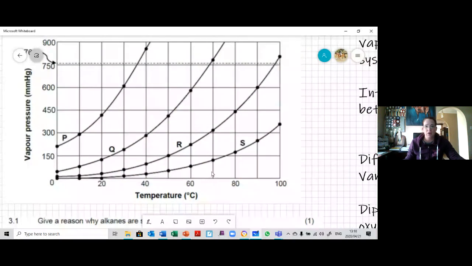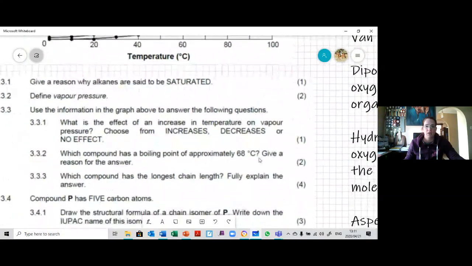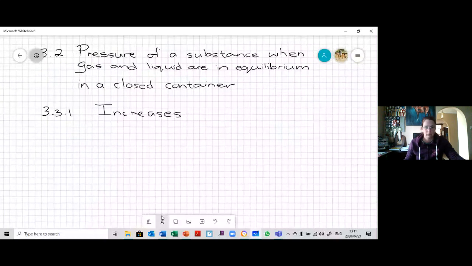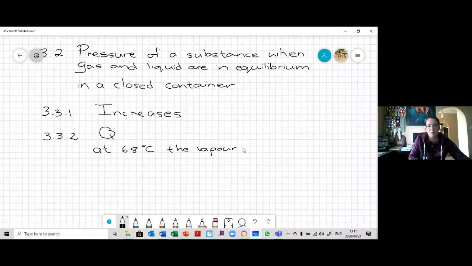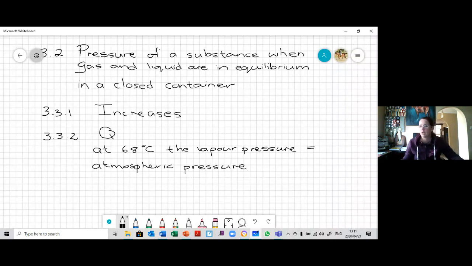They want to know 68, so it's roughly about there. I go find atmospheric pressure, and I see that Q crosses atmospheric pressure when we are at about 68 degrees. So we are going to say Q. Now we have to give a reason. So we're going to say at 68 degrees Celsius, the vapor pressure equals atmospheric pressure. Is that all right, guys?